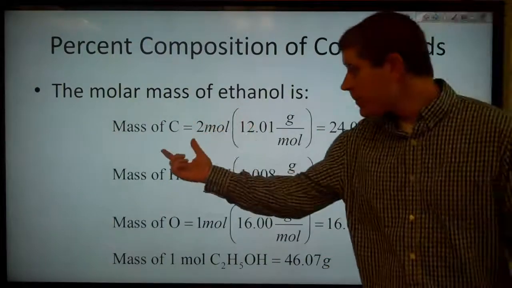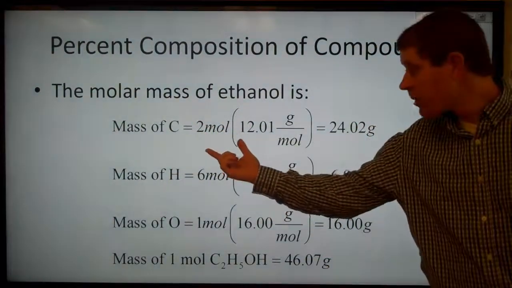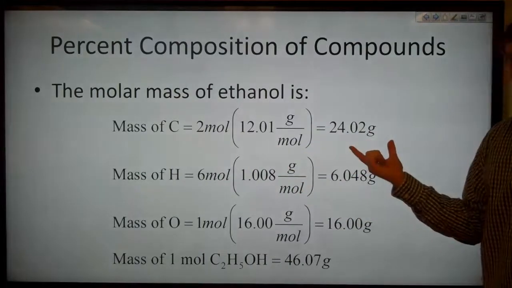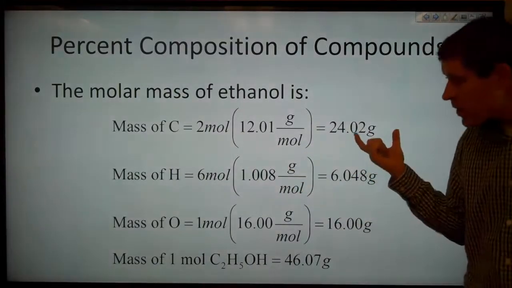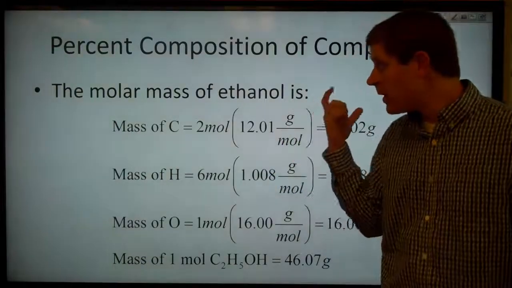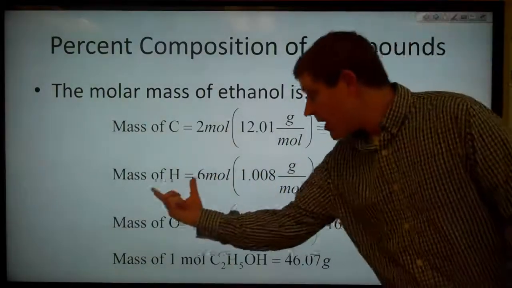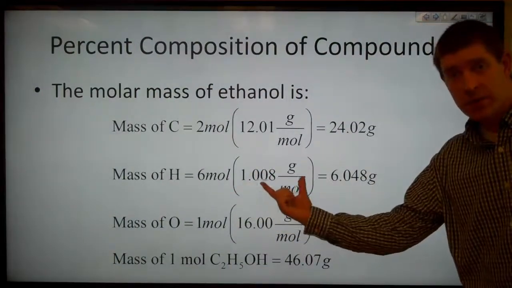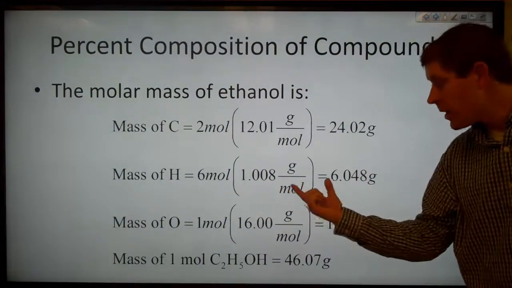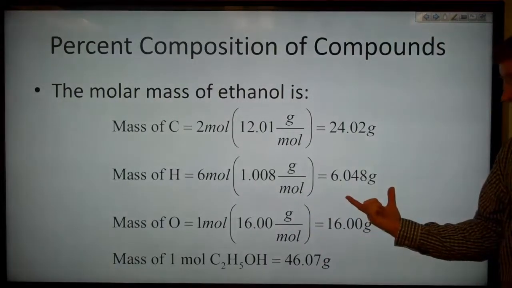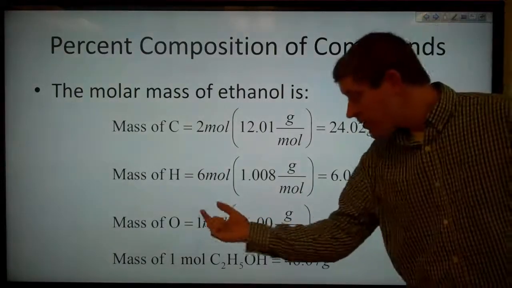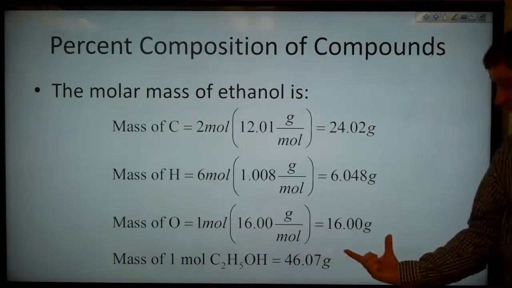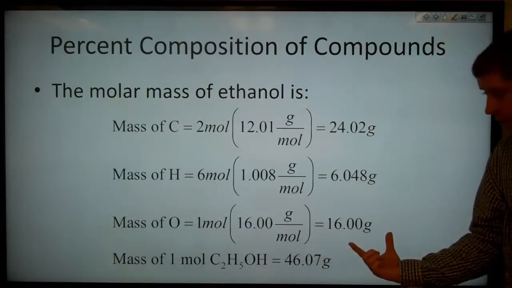So we have the mass of carbon, we have 2 moles of carbon times the molar mass of carbon, 12.01 grams per mole. That gives us 24.02 grams of carbon per mole of ethanol. We have the mass of hydrogen, so we have 6 moles of hydrogen times 1.0079, I rounded here to 1.008 grams per mole, so 6.048 grams of hydrogen. The mass of oxygen, we have 1 mole of oxygen, 16.00 grams per mole, gives us 16.00 grams of oxygen.